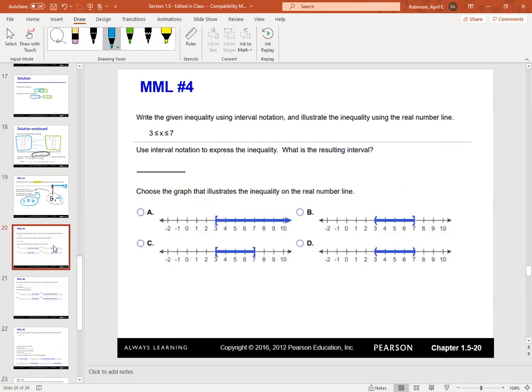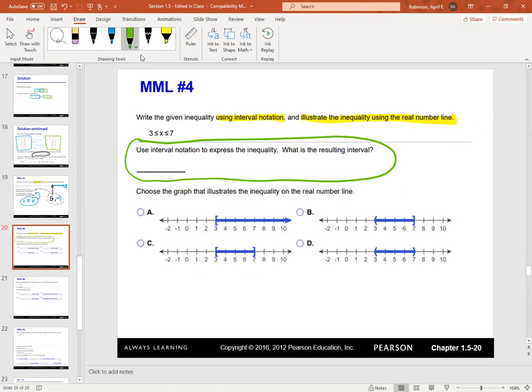Let's see, 4, they give me an inequality. It says, write the given inequality using interval notation and then illustrate it on a number line. So there's 2 parts. You'll see this part first. This will pop up first. You'll have to enter your answer. Get your positive affirmation. Good job. And then the graph part will pop up and you pick the correct graph.